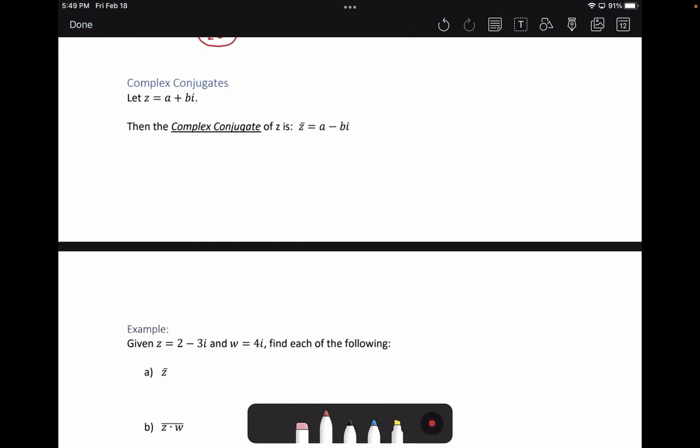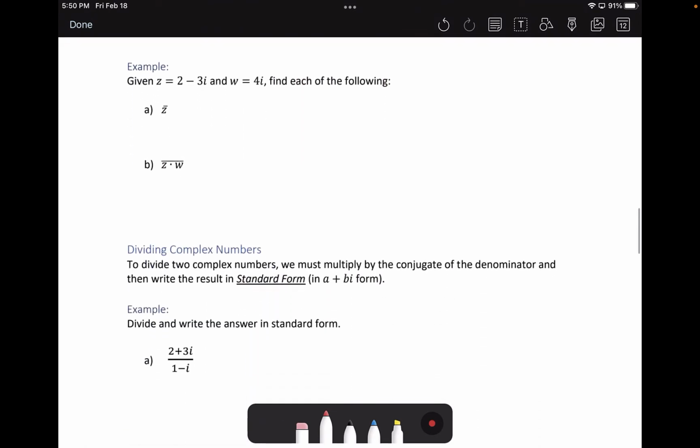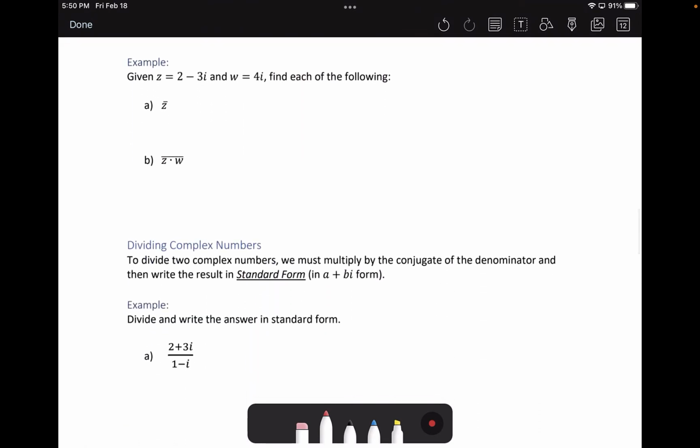If z is a complex number denoted a plus bi, then the conjugate z bar is a minus bi. We're simply going to change the sign of the imaginary part. So if z is 2 minus 3i, then z bar is 2 plus 3i.